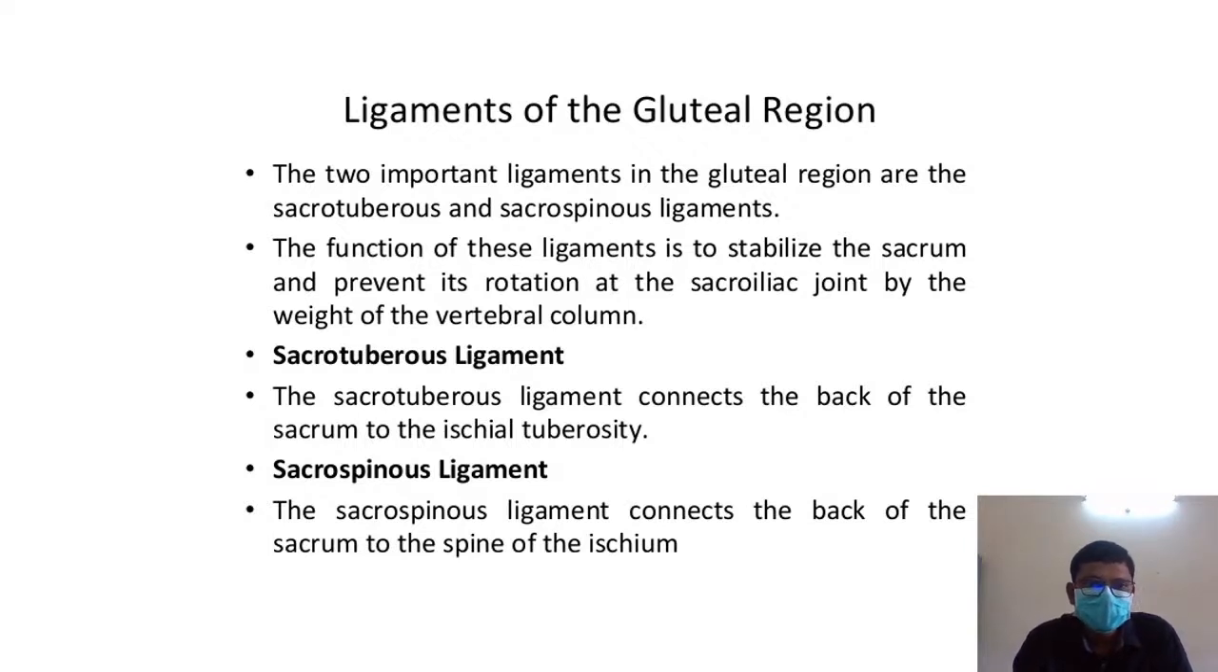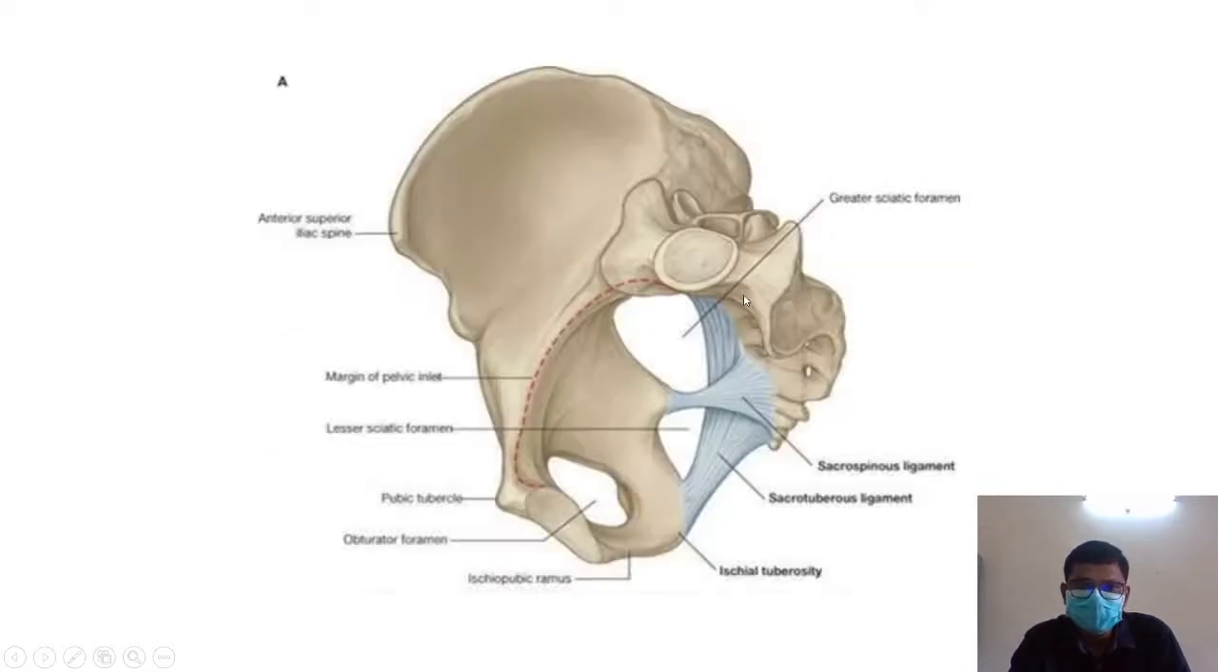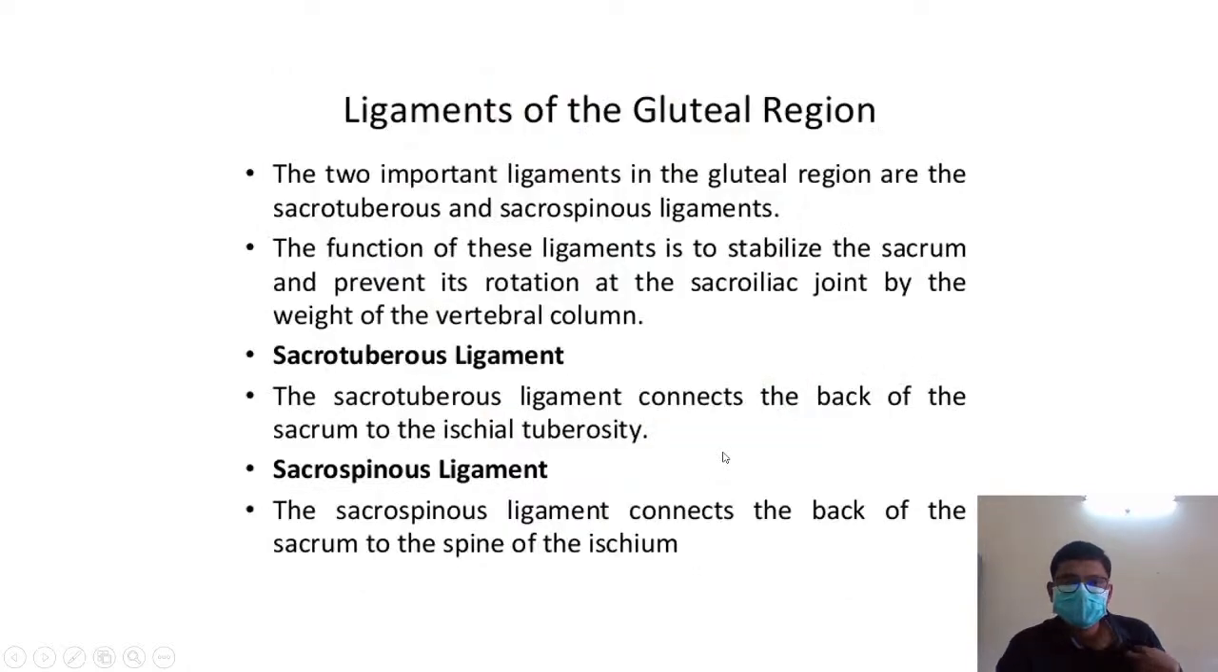Coming to the sacrotuberous ligament, this ligament connects the back of the sacrum to the ischial tuberosity. You can see this one. This is the sacrotuberous ligament. This is the sacrum, and you can see this is the ischium with the ischial spine and the ischial tuberosity. So this sacrotuberous ligament is starting from the back of the sacrum, and all these fibers are merging together, and finally they get inserted over the ischial tuberosity. This is called the sacrotuberous ligament.